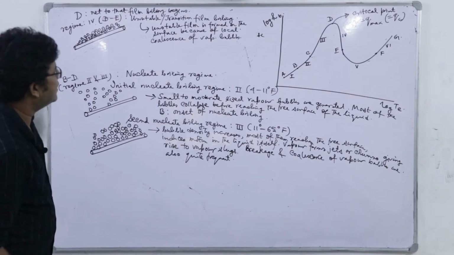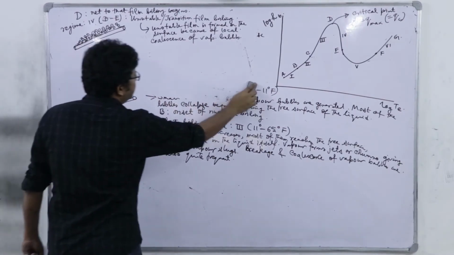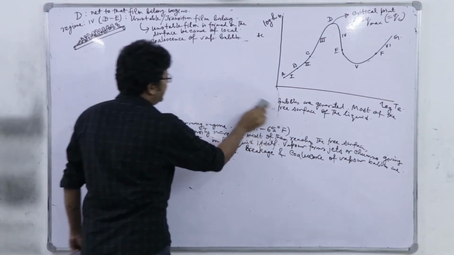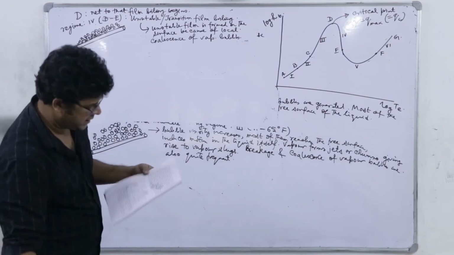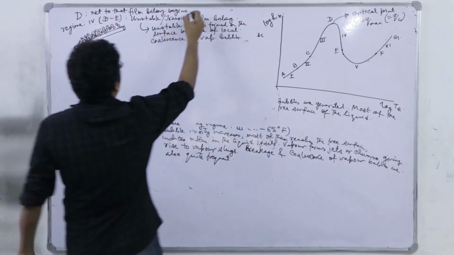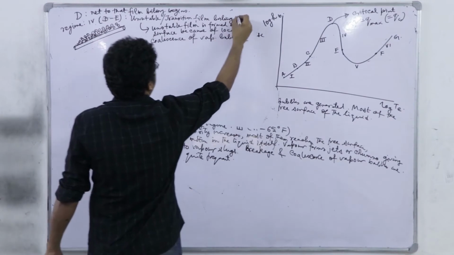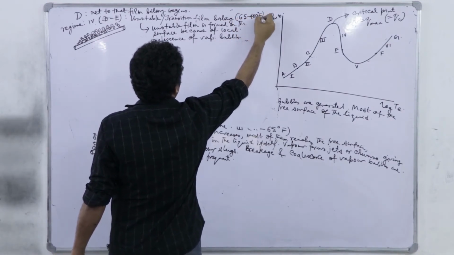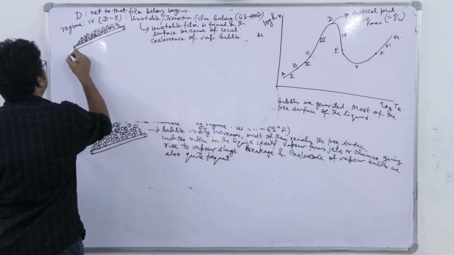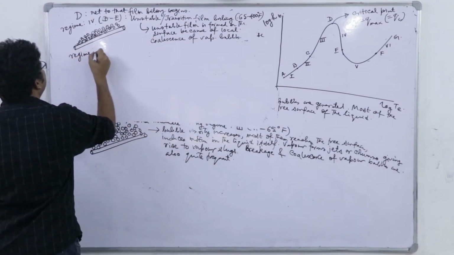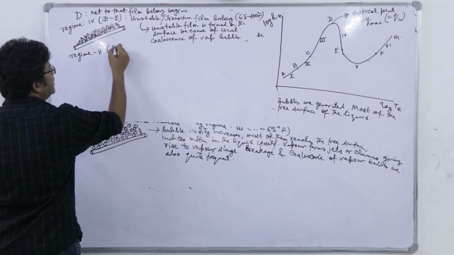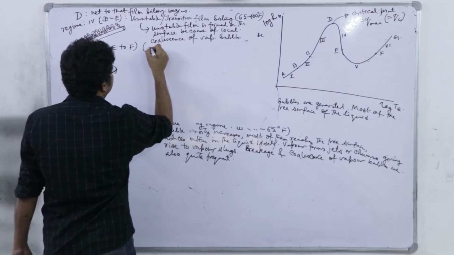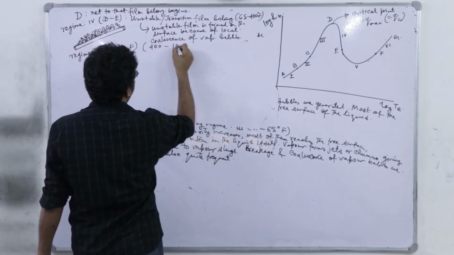So, in the next regime, that is from, so in the transition film boiling, the temperature may vary from 65 to 400 degree Fahrenheit. So, it is 65 to 400 degree Fahrenheit. Okay. So, next is regime 5, E to F. Temperature is 400 to 1000 degree Fahrenheit.